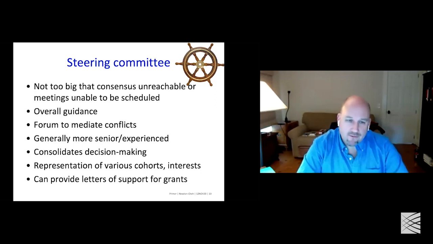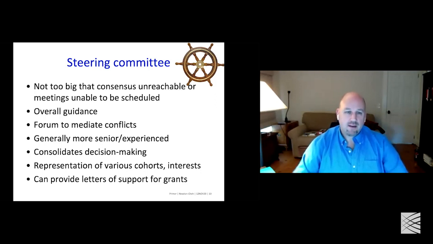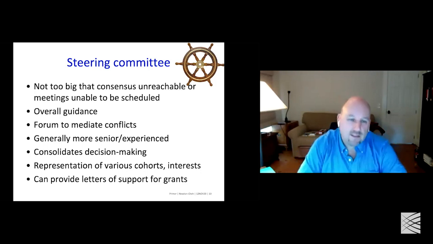It can be a forum to mediate conflicts when they arise, which inevitably happens. It's a place to inform the overall leadership. It's generally comprised of more senior, experienced people who have experience across multiple long-term projects and are able to avoid some of the rookie mistakes that can be made and provide general guidance. It can allow consolidation of decision-making.